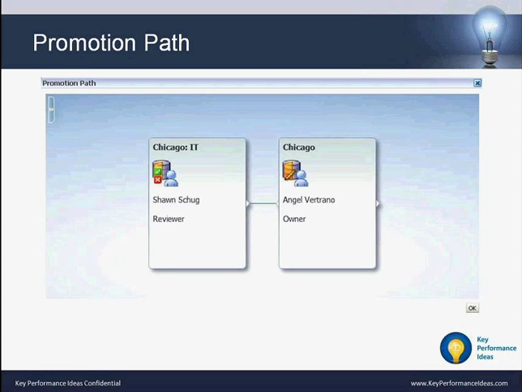Here's an example of the graphic from the promotion path icon we looked at on the last slide. So this is an example for the Chicago IT planning unit. Up at the top, you'll see which planning unit we're looking at. So we're looking at Chicago IT. Sean Shug is the first step in that process, and he's the reviewer. And then the next step goes right to Angel Vertrano, who's the owner. And if we had 5 levels deep here, you'd see 5 different boxes of where it is.